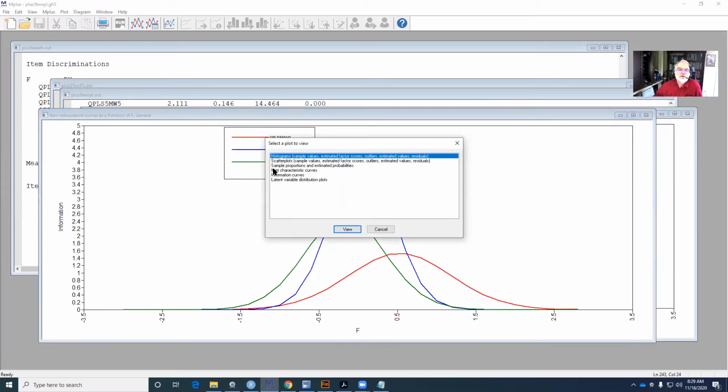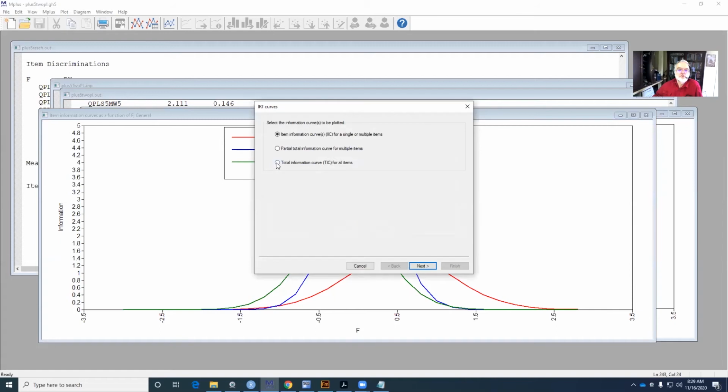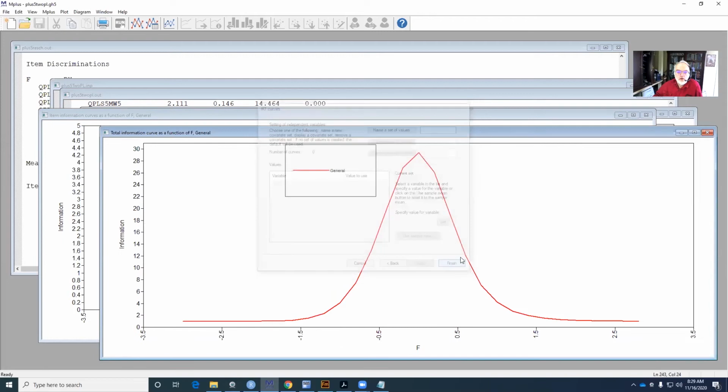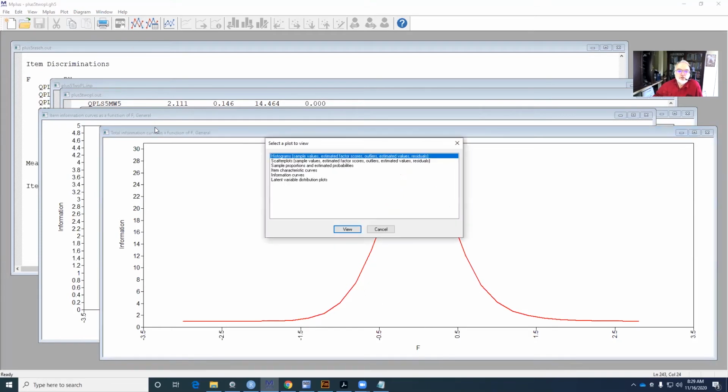We can come back and take a look at information curves taken across all of our items. In this particular case, that's going to look an awful lot like a normal distribution, but we can look at it. And there it is, that if I take all of the items in my little survey together, this is the part of the latent variable that we're informed about.